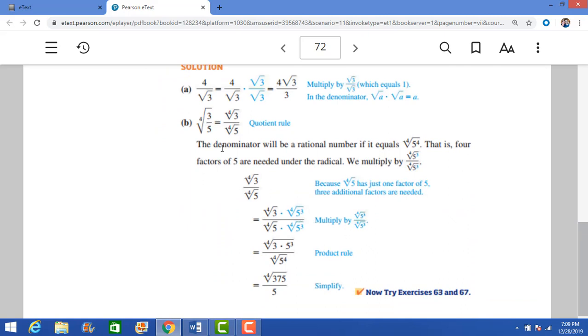Okay, now here's the thing. The denominator will be a rational number if it is equal to this. So the denominator will be a rational number if it equals this. That is, 4 factors of 5 are needed under the radical. Okay, so we're going to multiply by this.